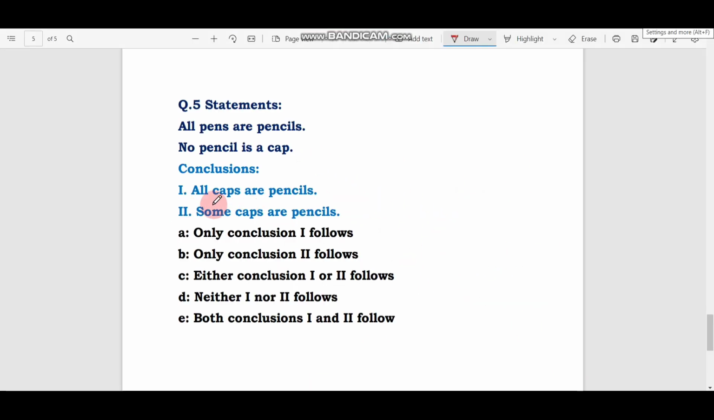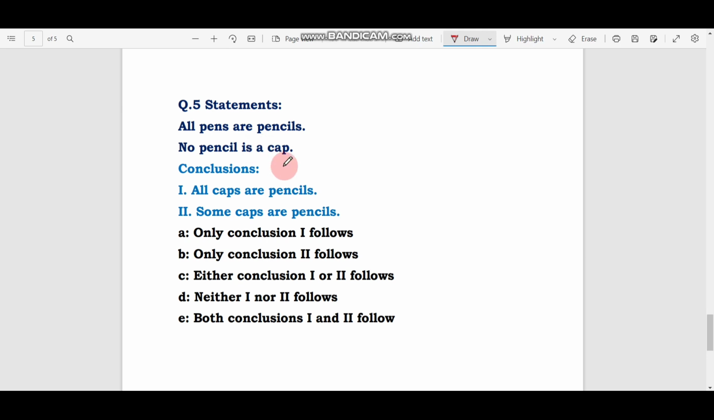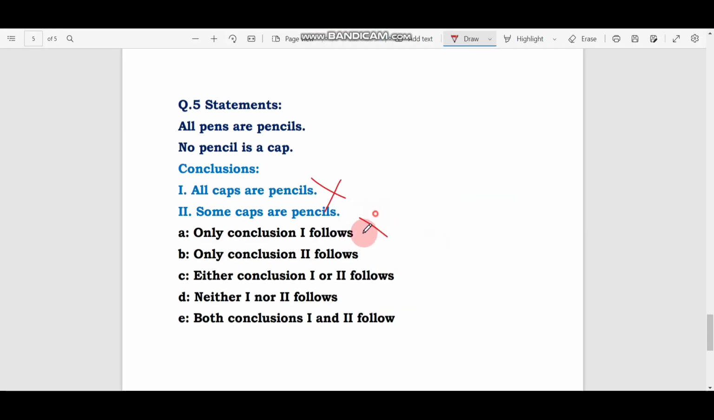Now, what is the conclusion? All caps are pencils. No, it is not. Even no cap is pencil. So this is false. The second one is some caps are pencils. No, it is also false. So what is the answer? Neither one nor two follows. Yeah, so we are done with this.